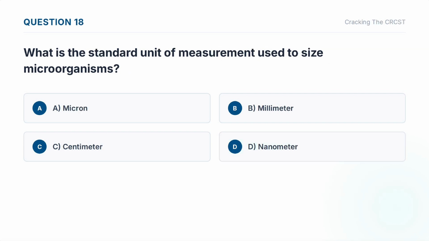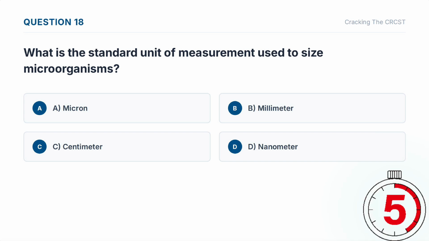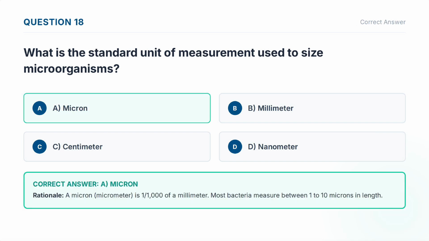Question 18. What is the standard unit of measurement used to size microorganisms? A. Micron, B. Millimeter, C. Centimeter, D. Nanometer. Correct answer, A. Micron. Rationale, a micron, micrometer, is 1/1000th of a millimeter. Most bacteria measure between 1 to 10 microns in length.